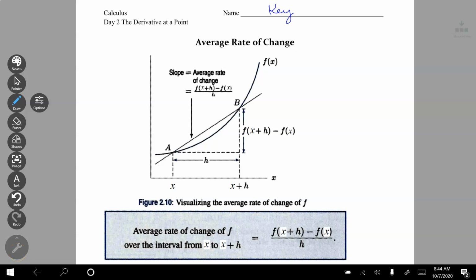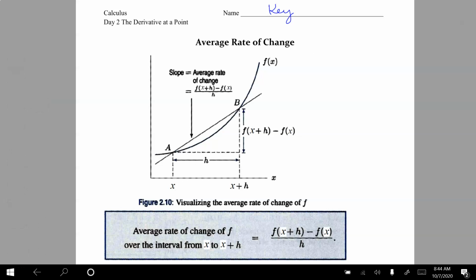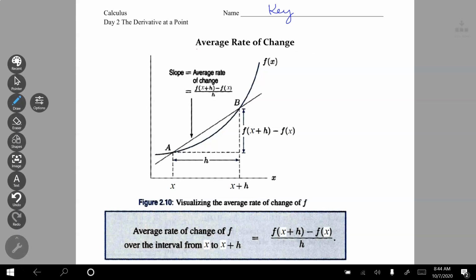Okay, day 2 of Unit 4 is called the derivative at a point. We're getting closer and closer to what we really want to find, and this unit is all about the special word derivative, which is a fancy word for slope or rate of change. So last class we talked about the average rate of change. We talked about this point here, this point here, and these values, and we came up with this formula. This is key. We're going to use this a lot. So f of x plus h minus f of x over h is the key to this unit.